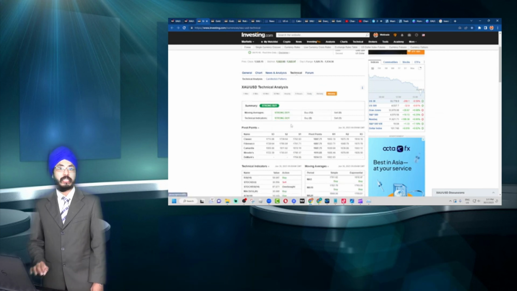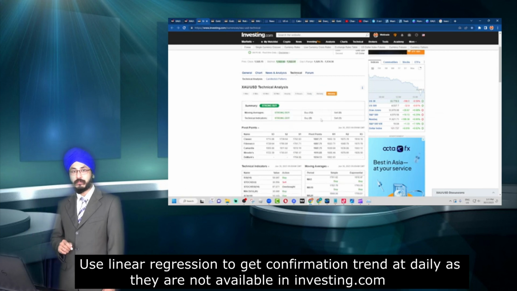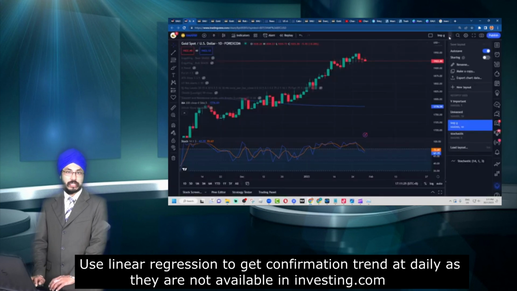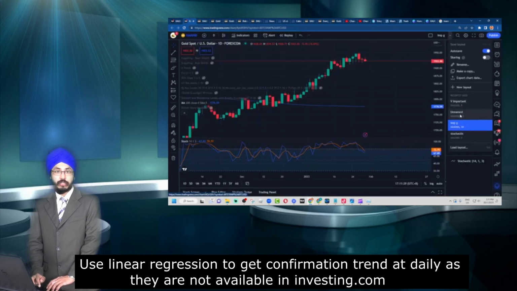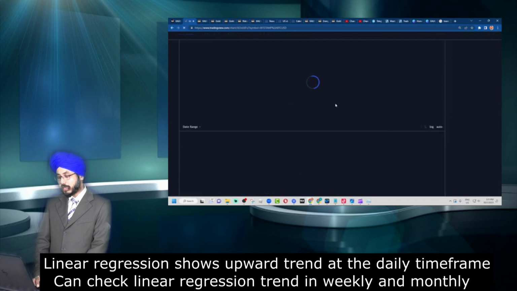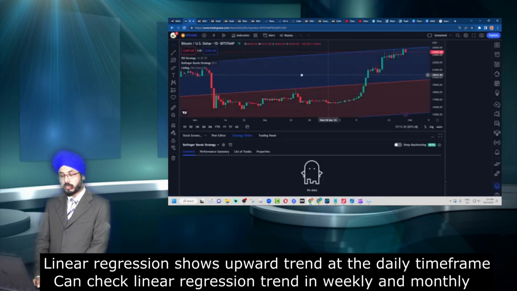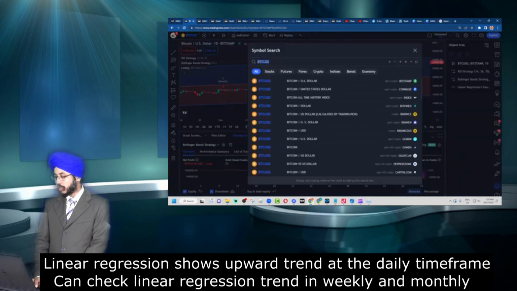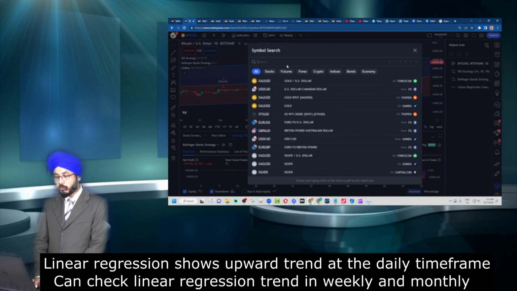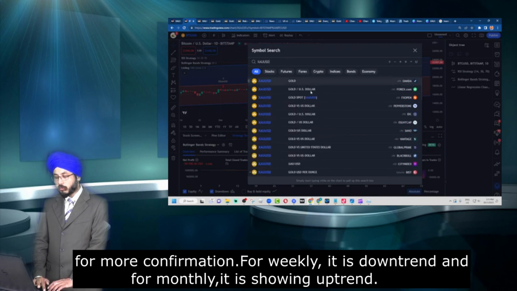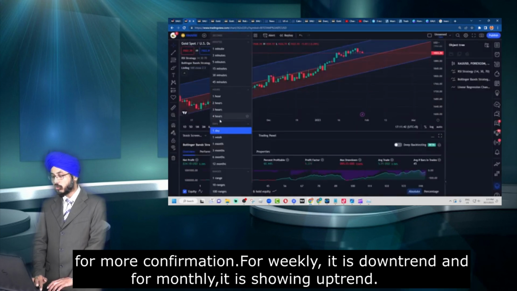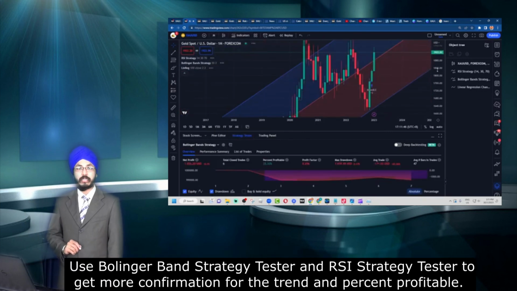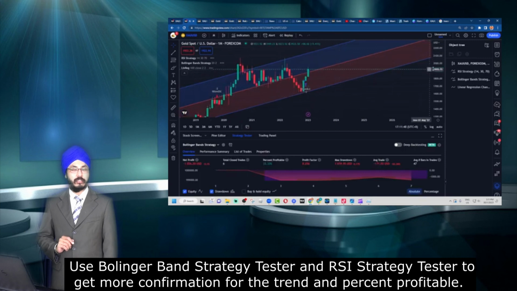We can use another indicator known as the linear regression to know further about the trend. We will check the linear regression in the 3 time frames. At the daily, we can see that it is more supporting towards an uptrend. If we go to our weekly, it is more towards a downtrend, and for the monthly, it is also supporting more towards the strong buy or the uptrend.